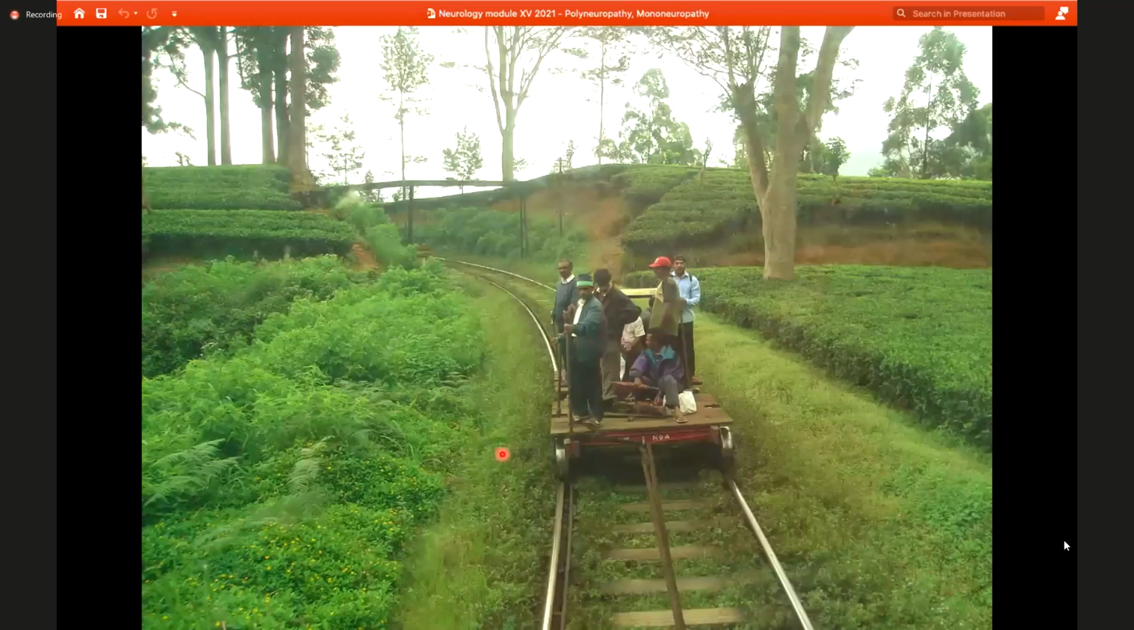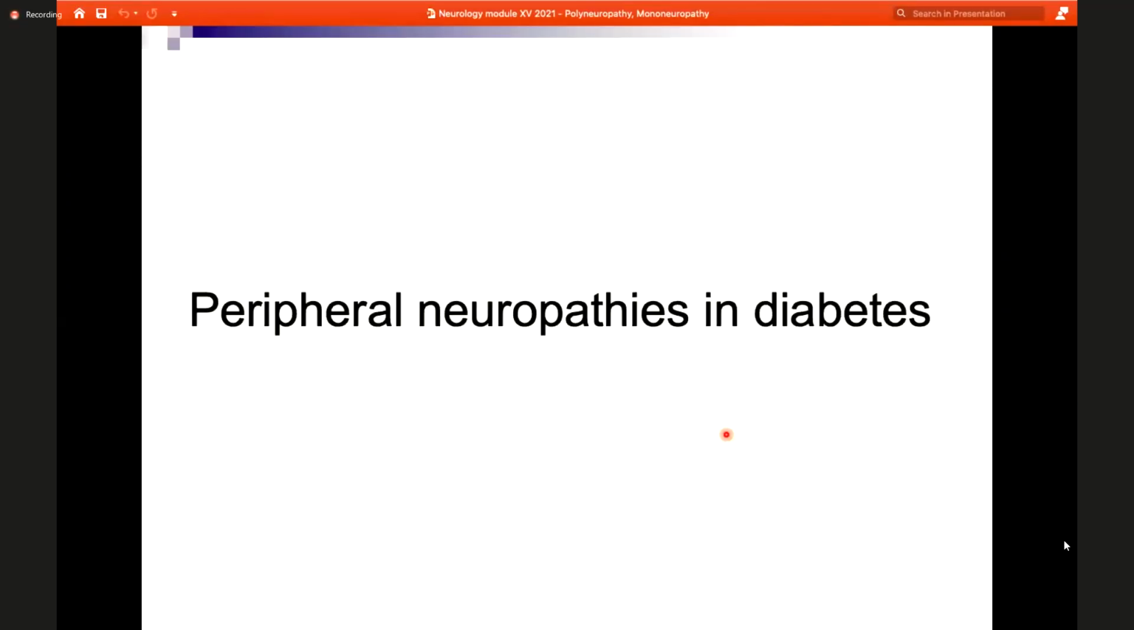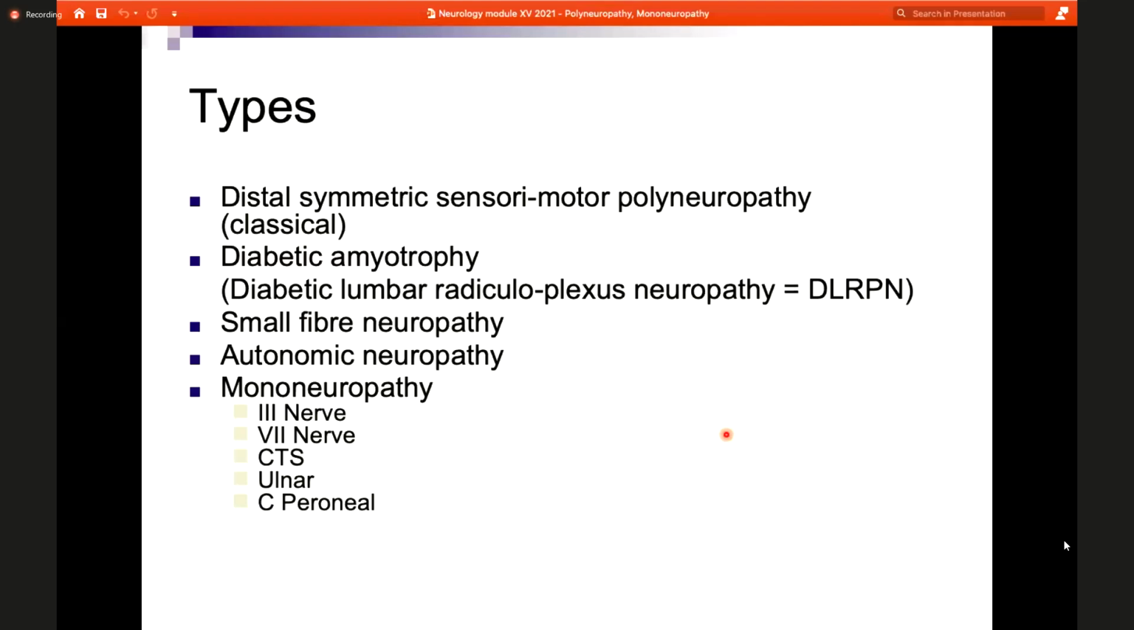Right. So that's a little break. Now we will get on to examples. Now, peripheral neuropathies in diabetes. There are actually several types of neuropathies in diabetes. One is distal symmetric polyneuropathy, which is the commonest. Then you have what we call diabetic amyotrophy. The newer term is diabetic lumbar radiculoplexus neuropathy. Then you can have small fiber neuropathy. You can have autonomic neuropathy, and then you can have mononeuropathies.